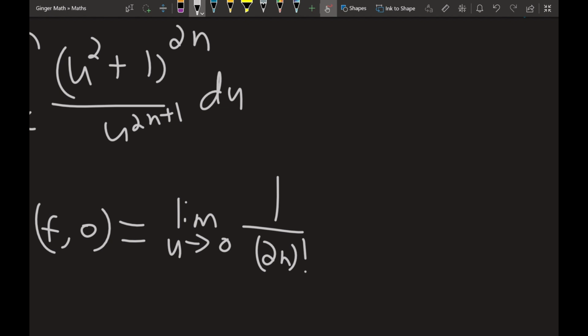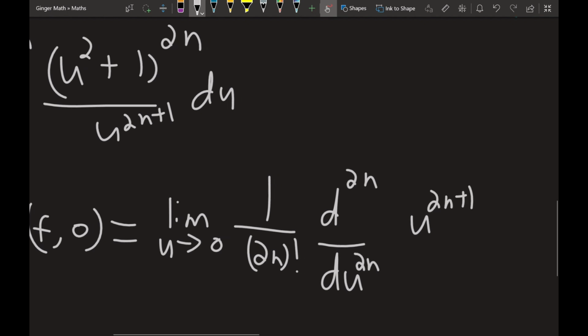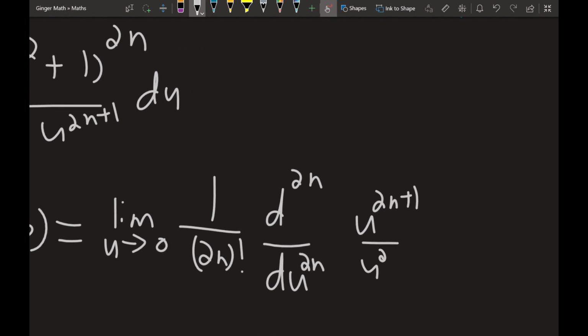And then we're just going to have the same thing, but sort of for the derivative. So we're going to take the degree of our pole and differentiate it that many times minus 1. So we're going to have the 2nth derivative, that's a mouthful, of u to the 2n plus 1 over u to the 2n plus 1. Those cancel, so we're just left with u squared plus 1 all to the 2n.